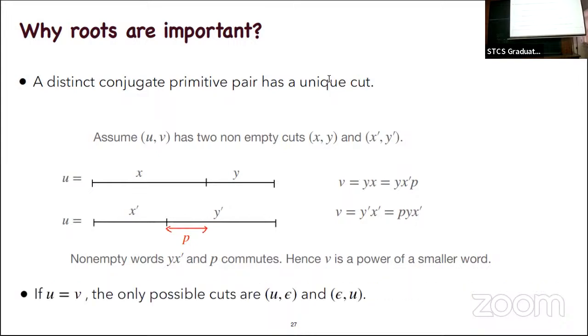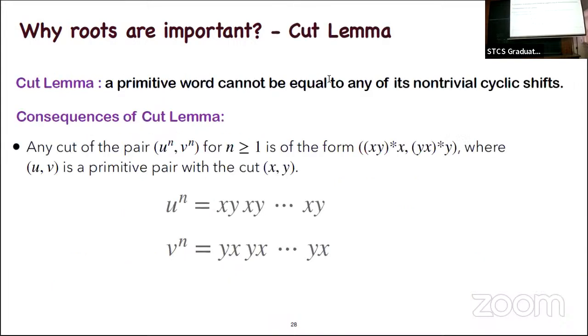So now these two arguments we will formulate as two lemmas. One is called the cut lemma, which says that a primitive word cannot be equal to a non-trivial cut of itself.